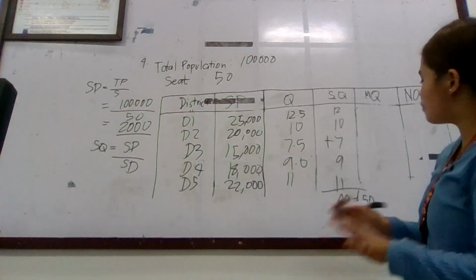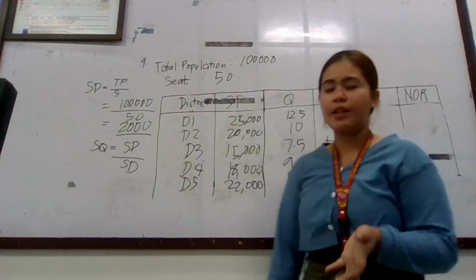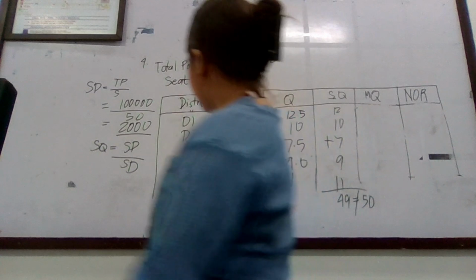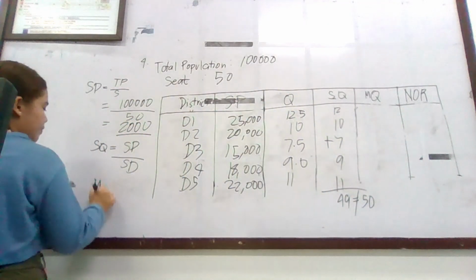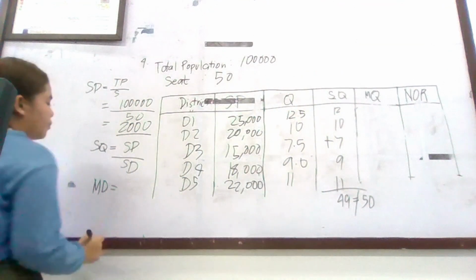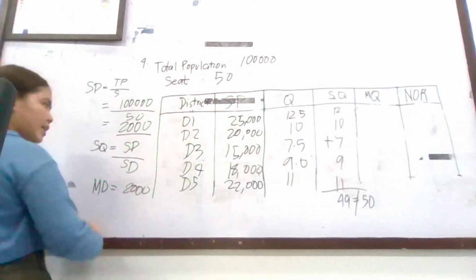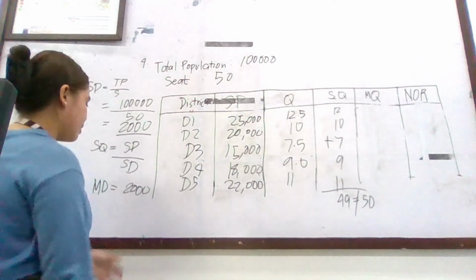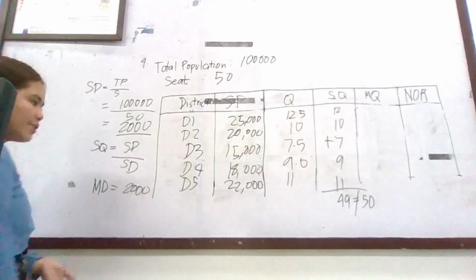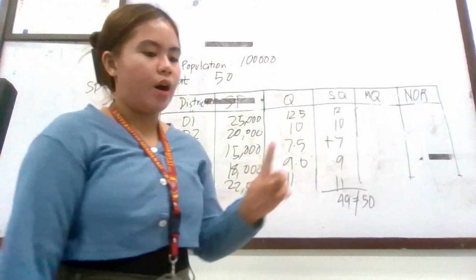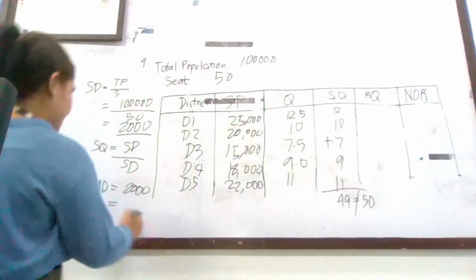So in order for us to get the right value of our number of representatives, let us get our modified divisor, which is lesser than 2,000. So let us find a number that is lesser than 2,000. So let us use 1,900.